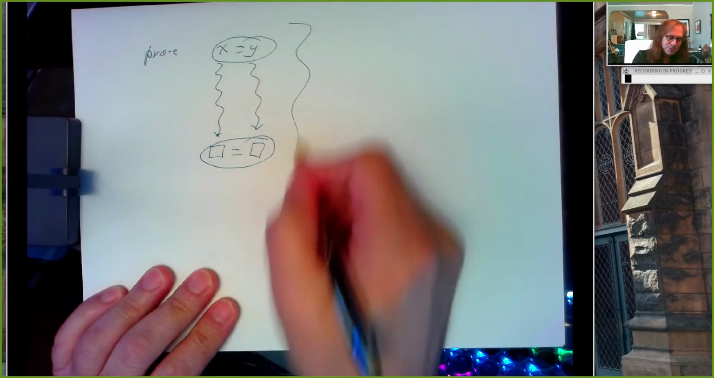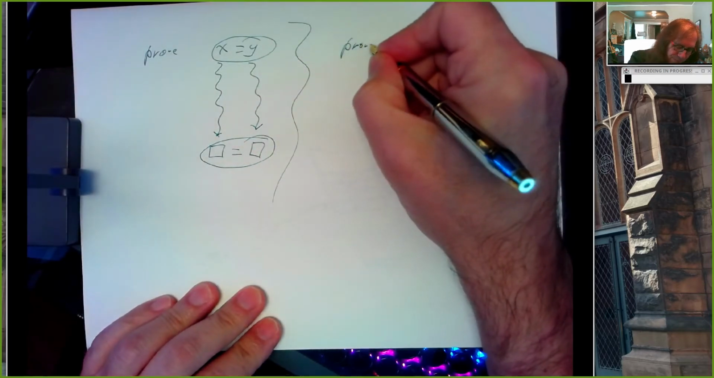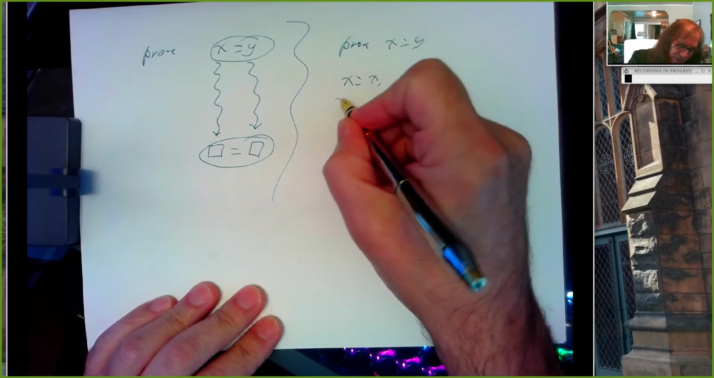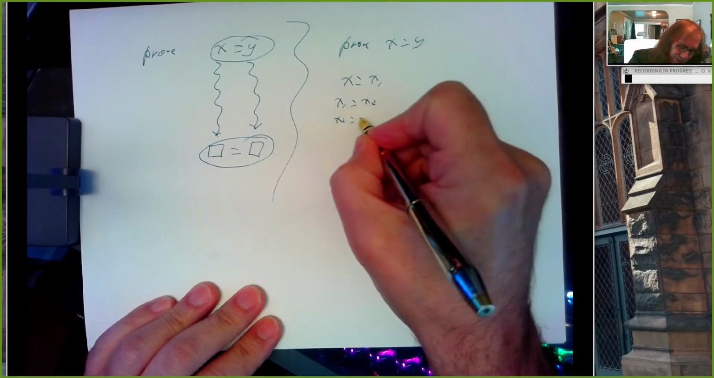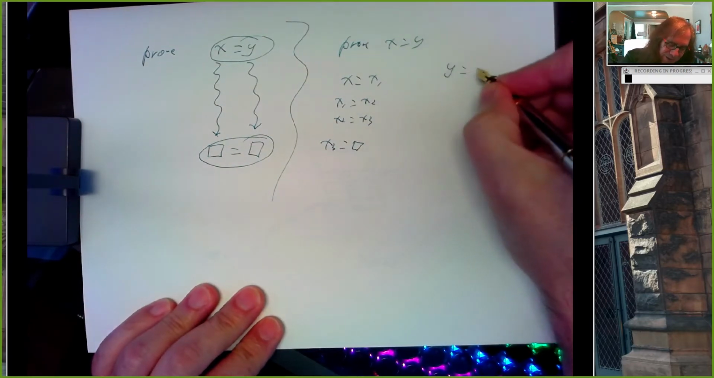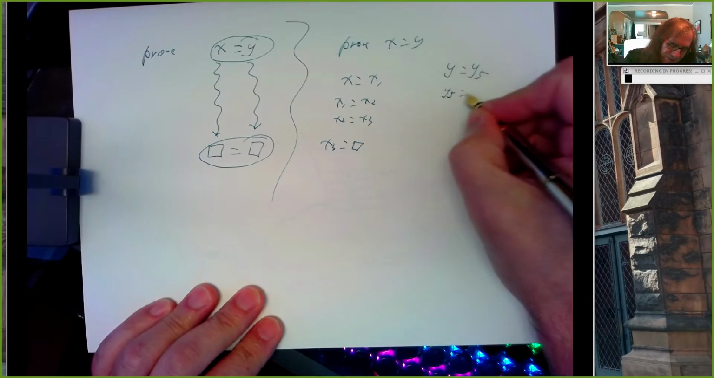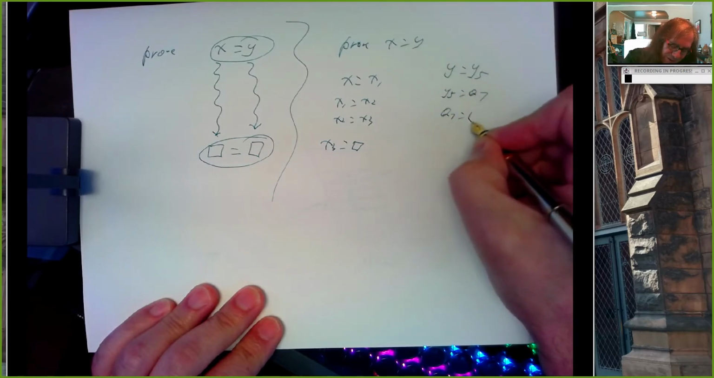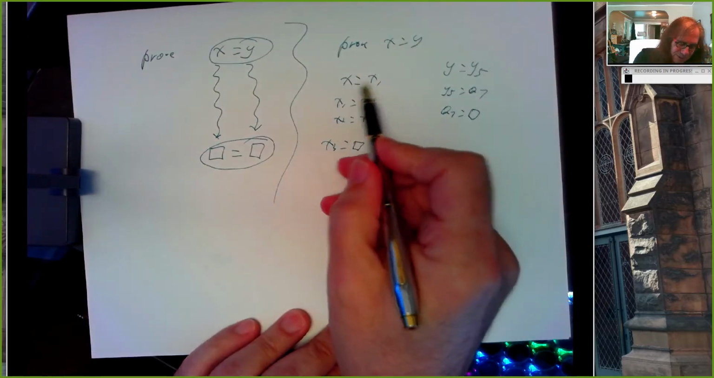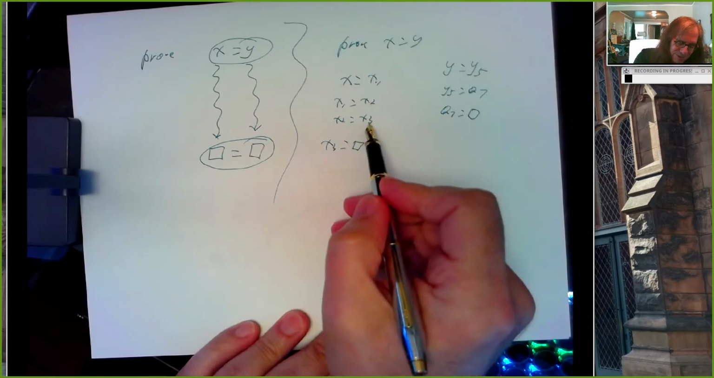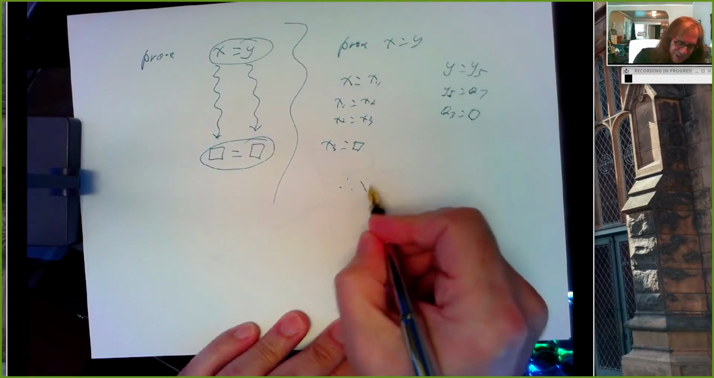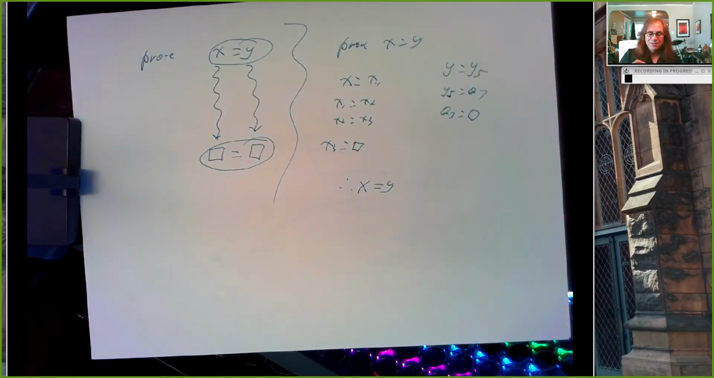But what you can do is prove x equals y. Well, if I show that x is equal to x1, and x1 is equal to x2, and x2 is equal to x3, and x3 is equal to some square, and I can show that y is equal to y5, and y5 is equal to q7, and q7 is equal to a square, I can use what I know about equality and say x is the same as x1, which equals x3, which equals a square, which equals q7, which equals y5, which equals y, and from there I can say, therefore, x equals y. That's a perfectly fine proof.